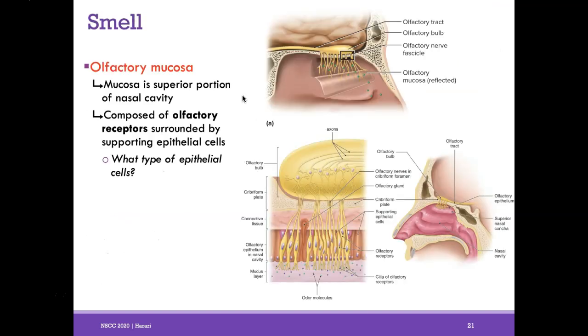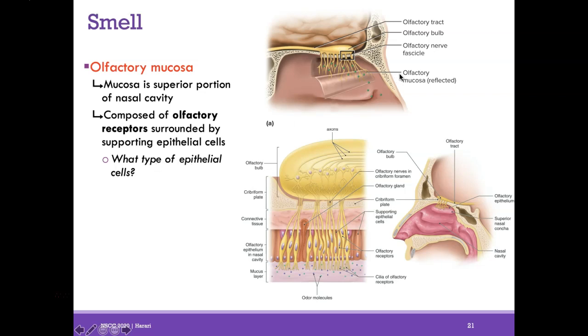So now let's talk about some of the anatomy in smell. And let's start in the nose. So the olfactory mucosa is the superior portion of the nasal cavity. And you can remind yourself, what is mucosa? What does it actually mean, what is a mucous membrane? Right, and we know that it's pseudostratified, ciliated, columnar epithelium, overlaying loose connective tissue. And this is exactly what this olfactory mucosa is.